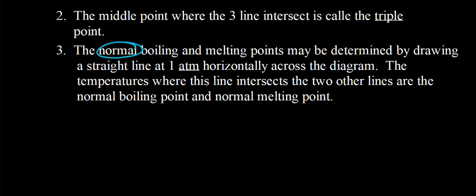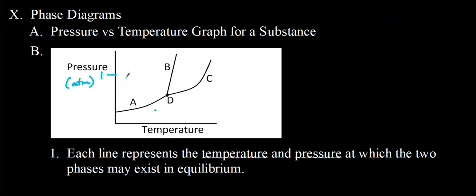Let me show you. Look here, let's say this is 1 atmosphere pressure. So what we're going to do is draw, I'll just make it kind of a dotted line all the way across the diagram. And then where the horizontal line crosses the liquid gas line, this would be the normal boiling point. And then this here would be the normal melting point or freezing point. Whatever this temperature is, that's the normal melting point. Whatever that temperature is, that's the normal boiling point.